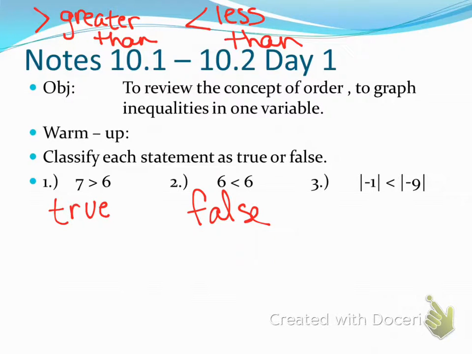And the last one, before we evaluate it, we need to evaluate their absolute values. So what is the absolute value of negative 1? 1 is less than, what's the absolute value of negative 9? 9. Once we do the absolute values, it says 1 is less than 9. True. That's true.